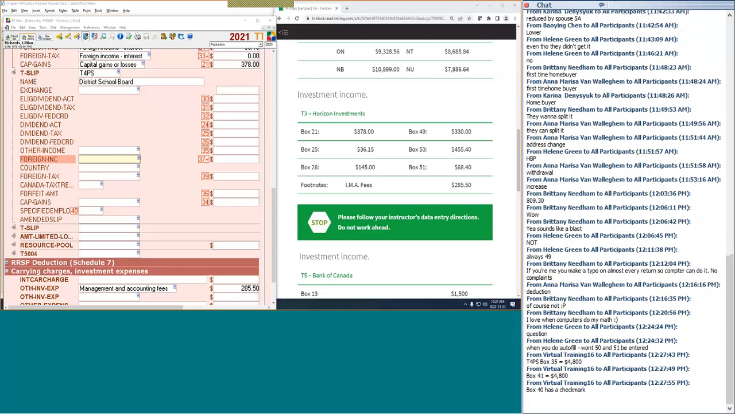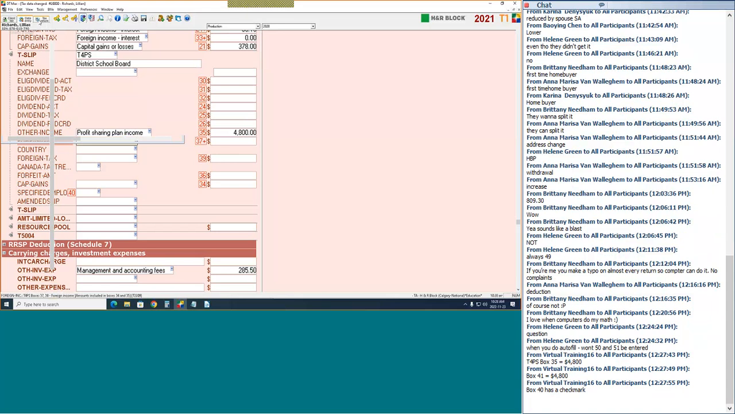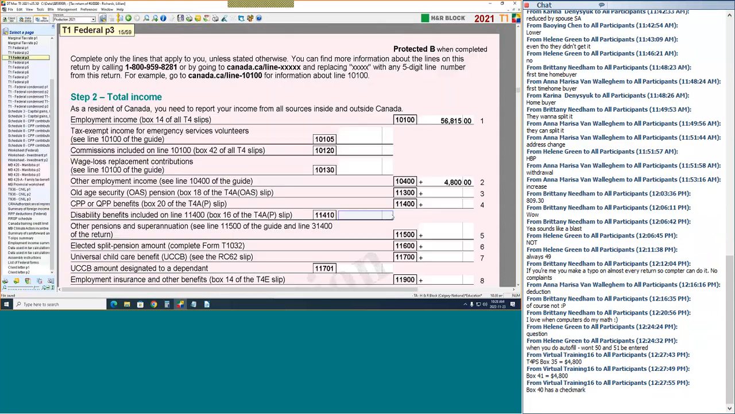Okay. So in this one, the question becomes, what do we do with it? Box 35 is other income, that's profit sharing plan income. If I just enter profit sharing plan income on its own, I need to find out where that would go on the tax return. So I'm going to go to her tax return. I'm going to look for her income page, and I want you to notice profit sharing plan income is considered other employment income. It goes on line 10400.